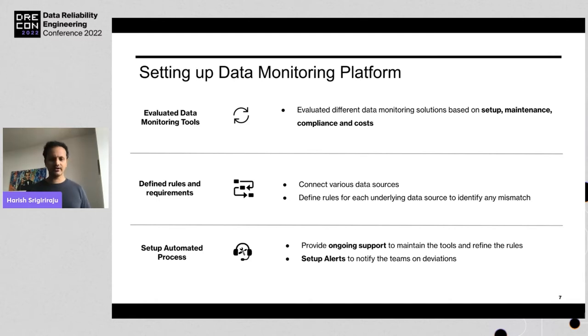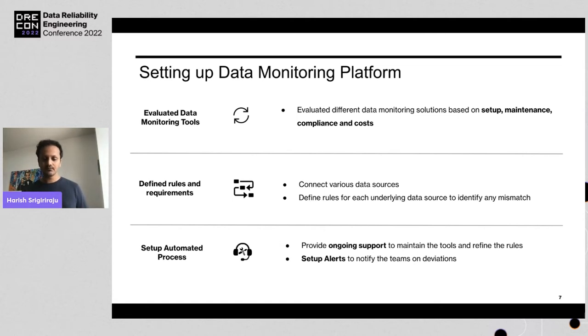So once you've identified one of the tools, the next step is to clearly define the rules and requirements. First thing is to connect various data sources, but for each of the data sources, clearly define what the underlying data is, what the deviations are that are allowed for each of these underlying data sources, and also what rules you can set up to identify if there is any mismatch between what is expected and what is the actual data in the data source.